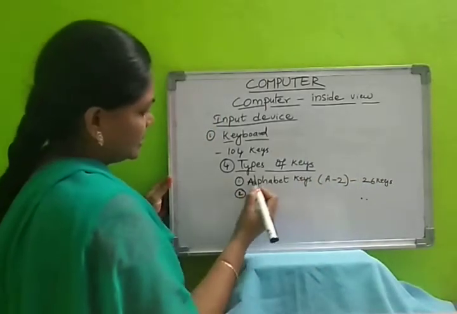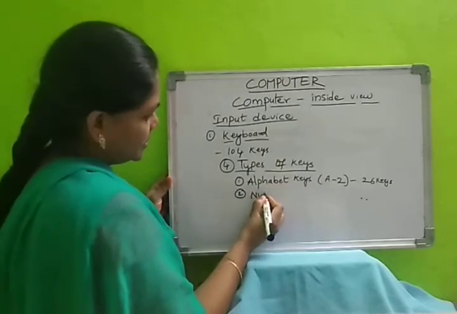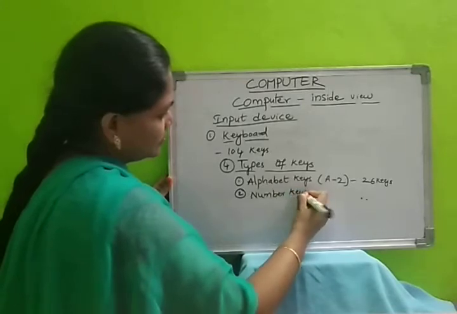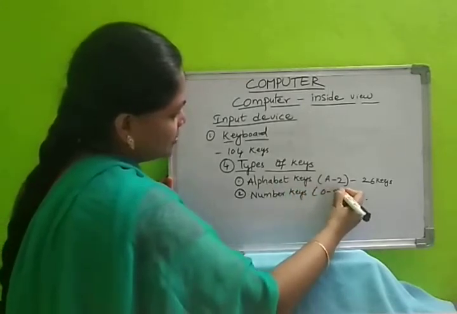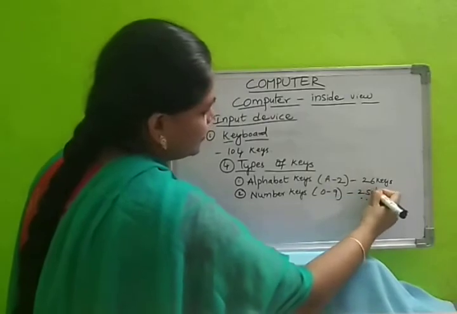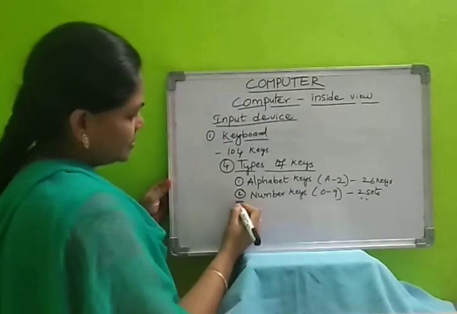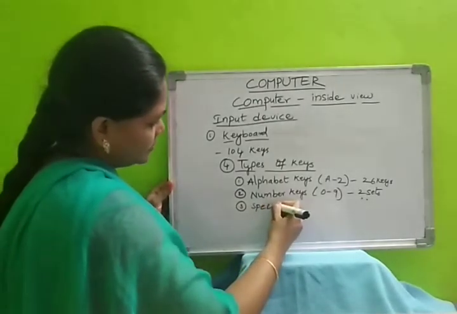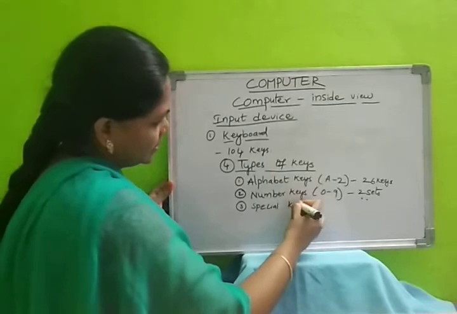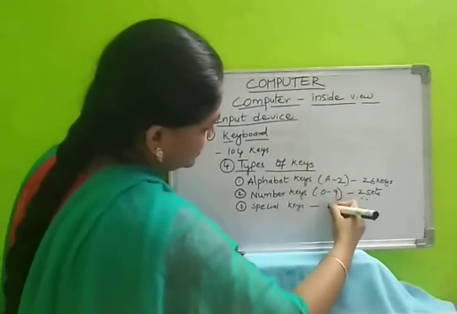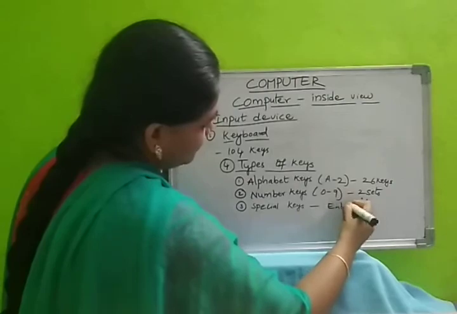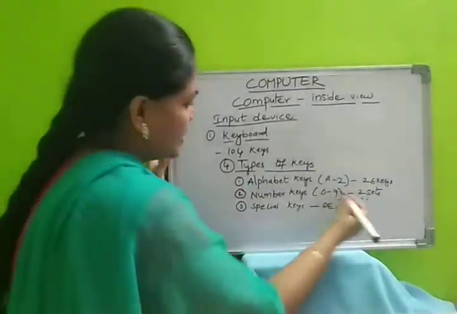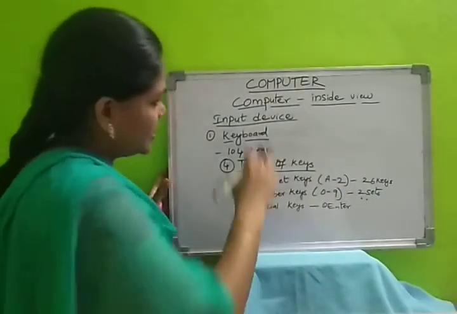Second one is number keys. How many number keys are there? 0 to 9. Two sets of number keys are there. And the third one is special keys. So what are these special keys? Enter key. The enter key is to go to the next line. Second is, I will write special keys here.